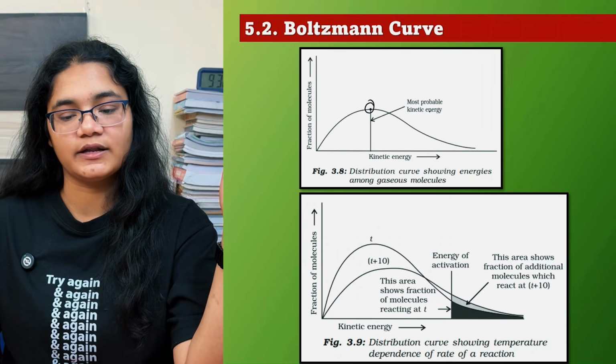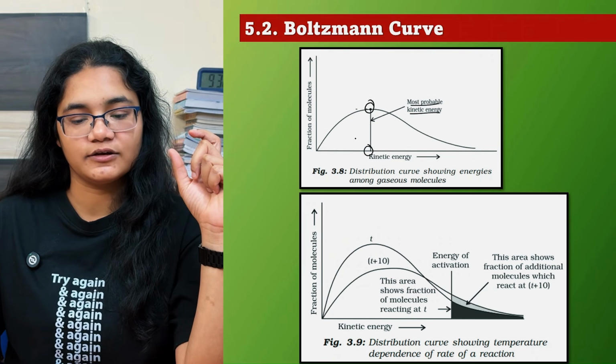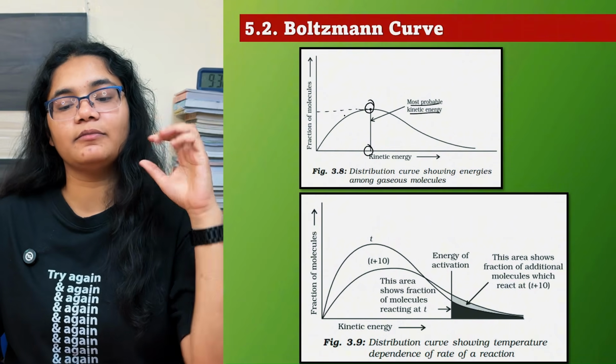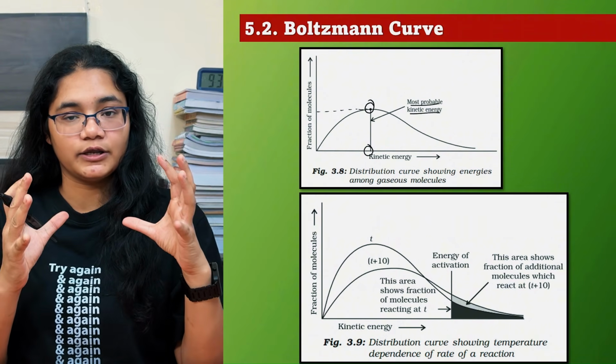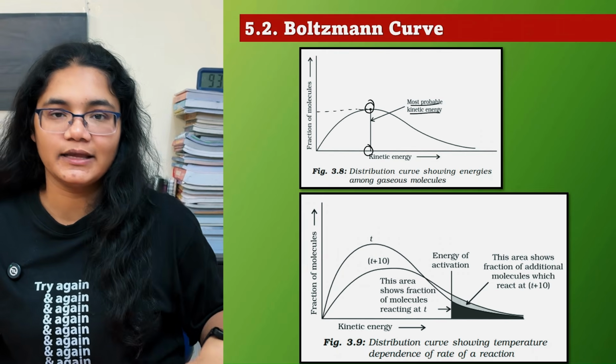There is one point called the most probable kinetic energy. It is that value of energy where the maximum majority of the molecules have one particular energy value, that is your most probable kinetic energy.